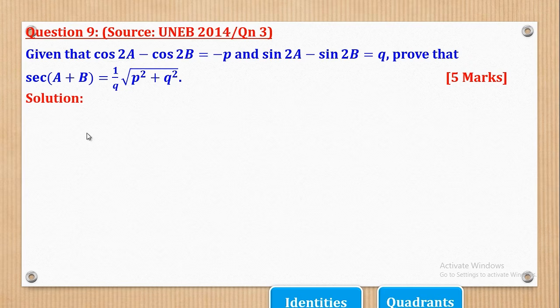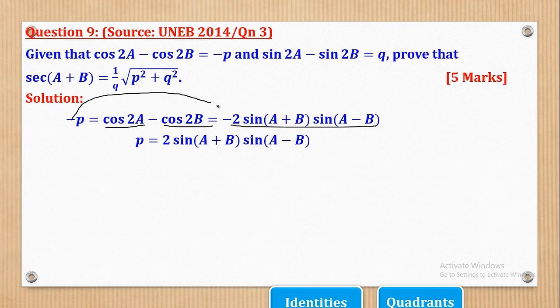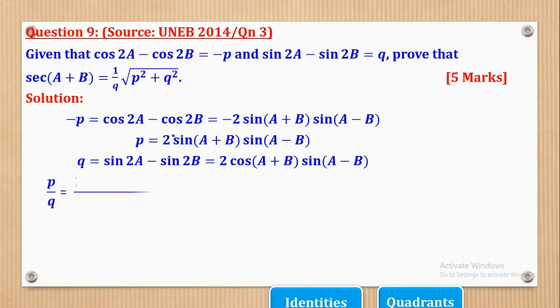So we shall start by expressing P and Q in terms of factor formula. Cos minus cos is negative 2 sine sine, and because this negative and this negative can cancel, we remain with P equal to 2 sine A plus B sine A minus B. Then for Q, sine minus sine is 2 cos sine, meaning that cos is the one with a bigger angle. That is why on cos there is A plus B.